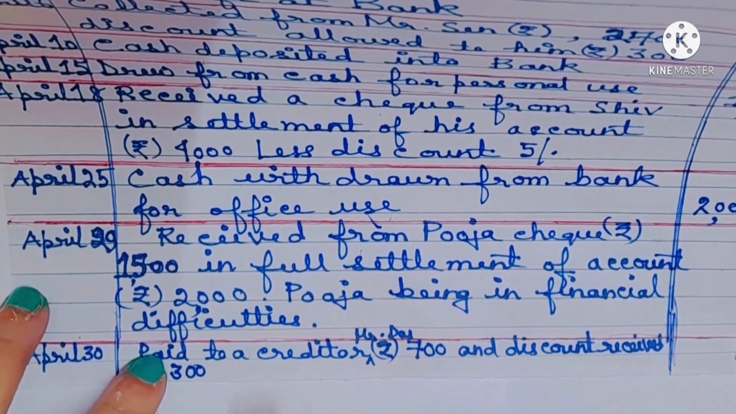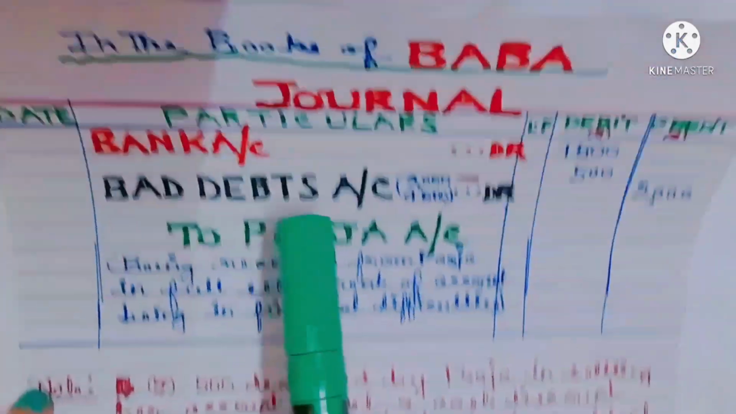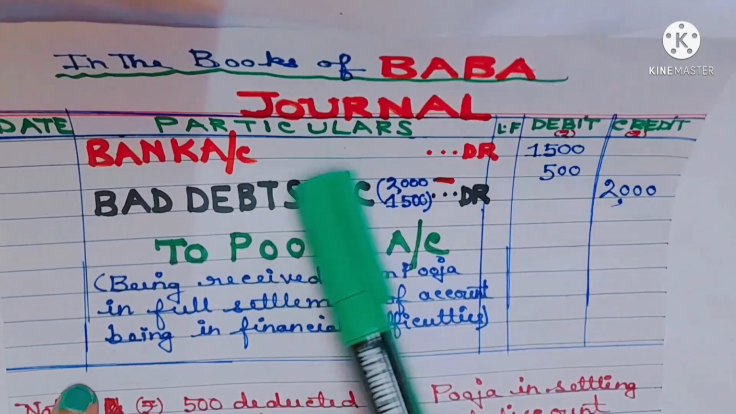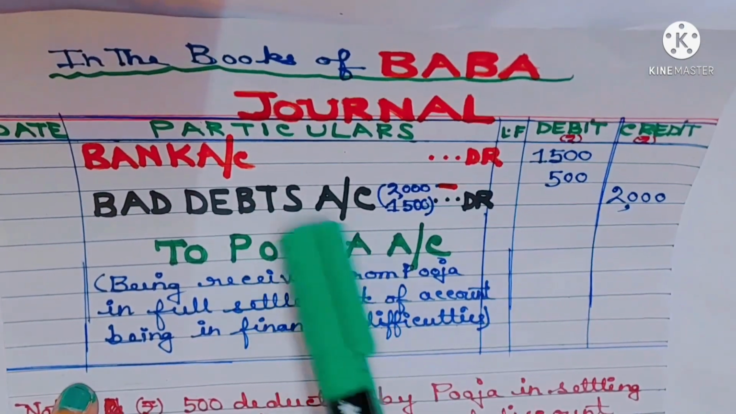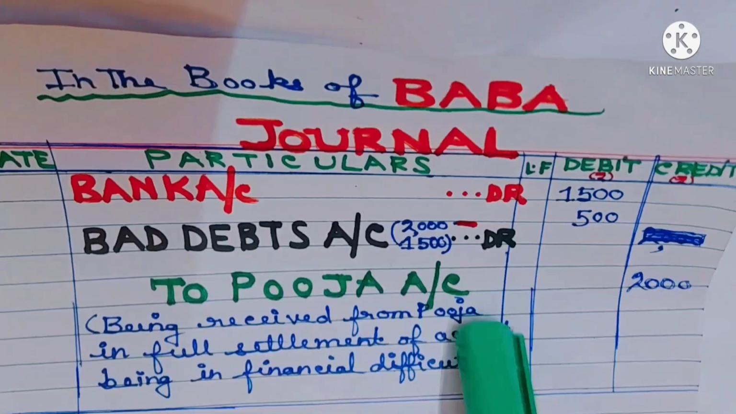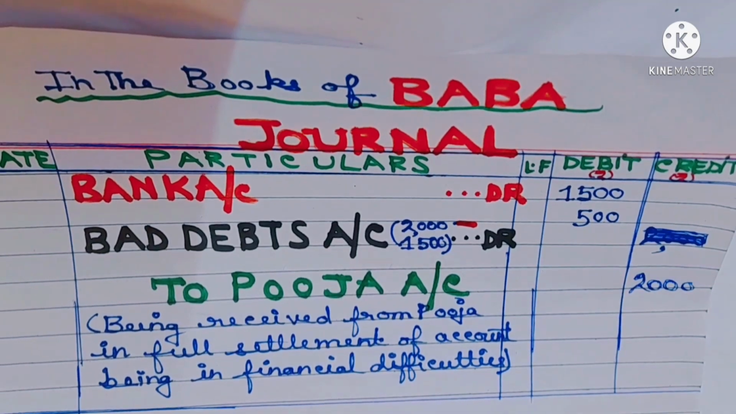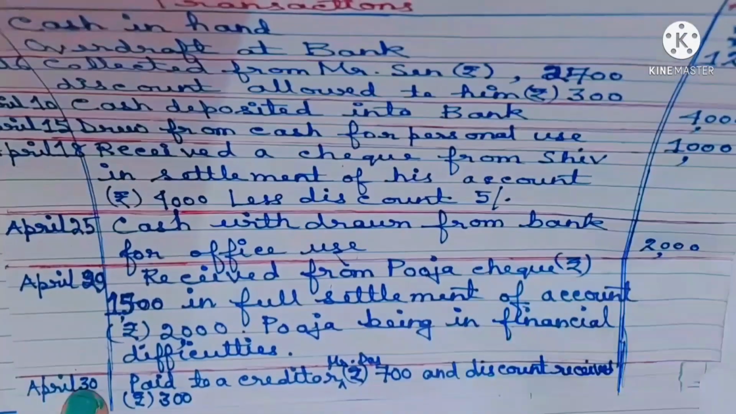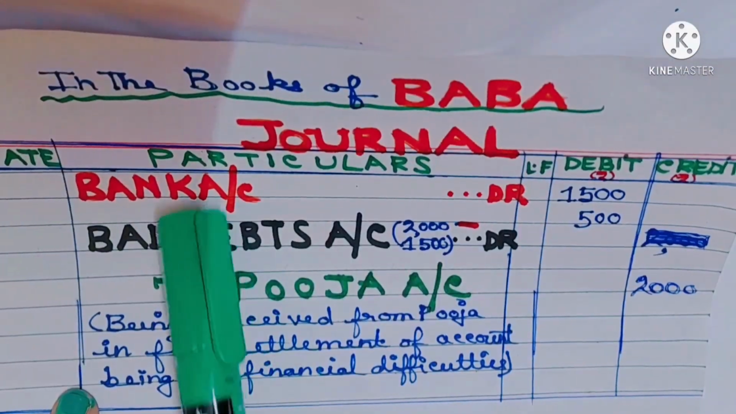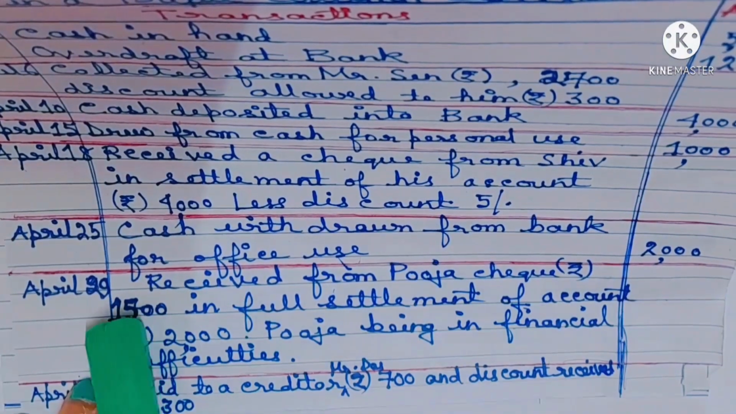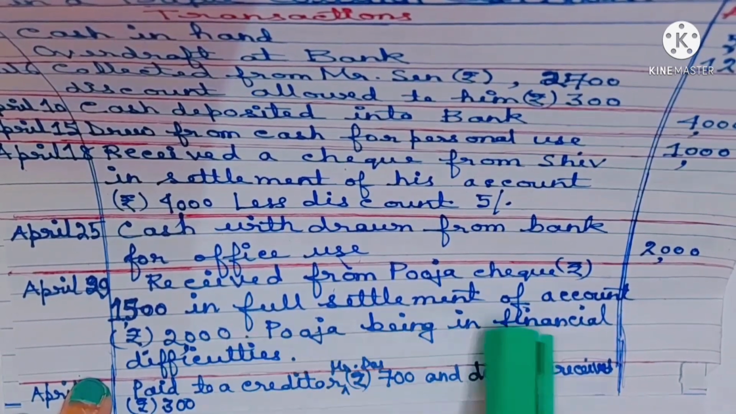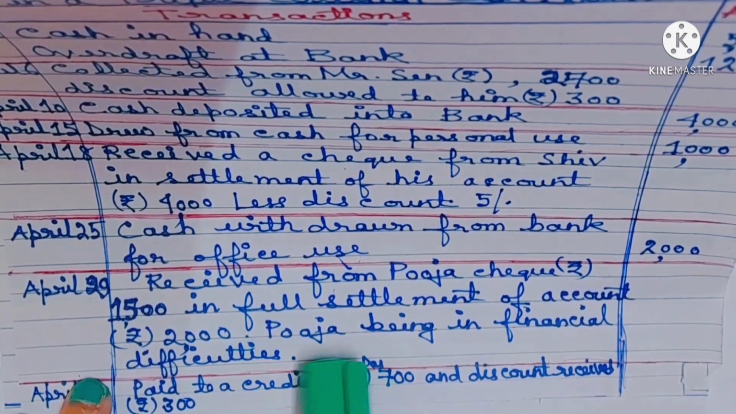So what will be the journal entry? Let me show you. In the books of Baba journal, bank account debit 1500, bad debts account debit 500, to Pooja account 2000. Okay? What was said? See. Received from Pooja check 1500. So we have written bank account 1500. On 29th April, received from Pooja check 1500 in full settlement of account rupees 2000. Pooja being in financial difficulty.